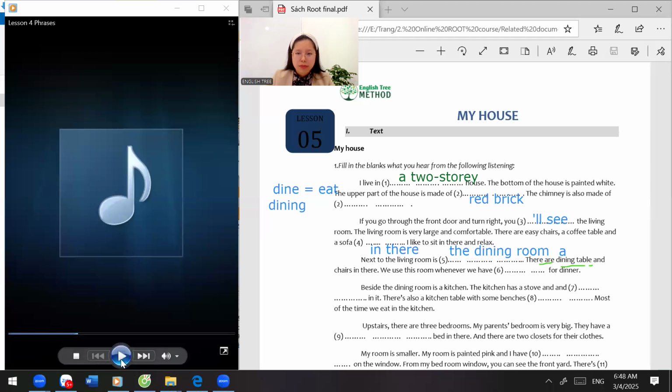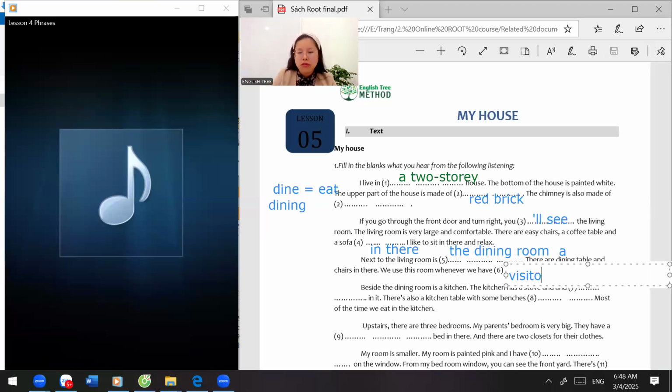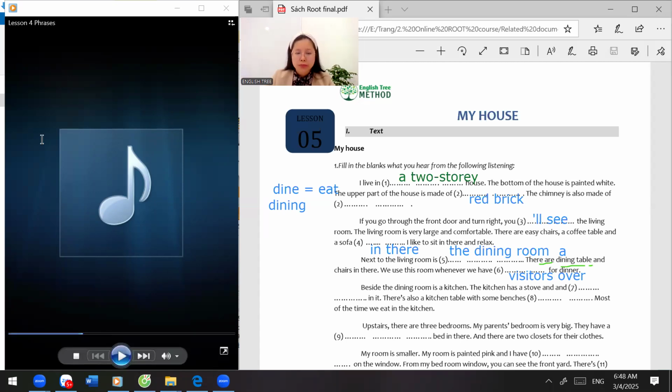We use this room whenever we have visitors over for dinner. Đây là một chỗ mà mình tự thấy nối âm đây. We have visitors over for dinner. Và ers này âm cuối là âm giờ cho nối sang thành over. Beside the dining room is the kitchen.